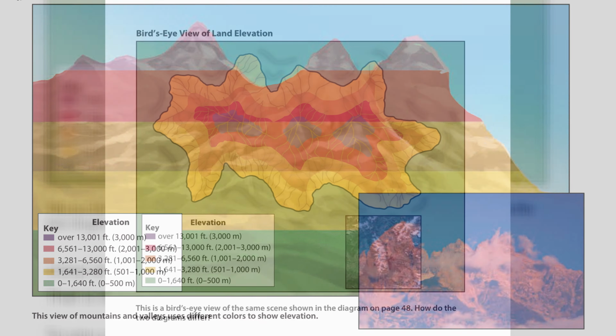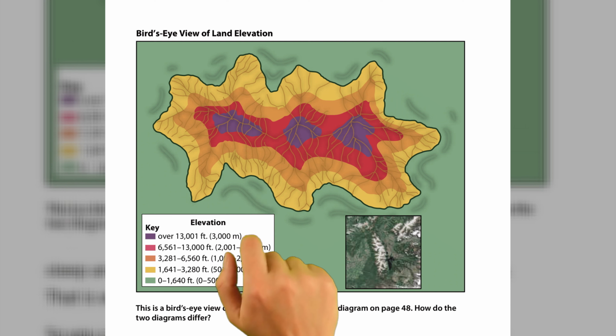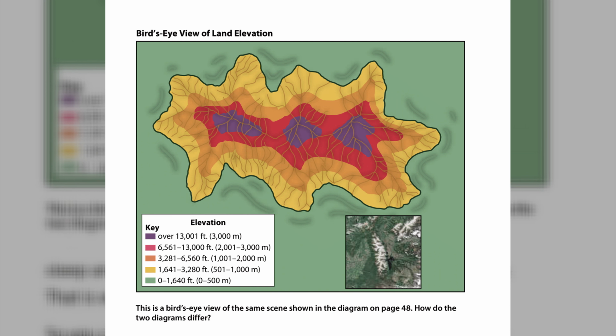Now imagine that you are a bird. You're flying, looking directly down on the mountains from above. Look at the diagram on page 50. This shows a bird's eye view, or how a bird might see the land from above. It shows areas of higher and lower elevation using color. Notice the part of the mountain that is colored yellow. This color shows the same part of the mountains as the yellow on the first image. It shows the part of the mountains that is 1,641 to 3,280 feet high.